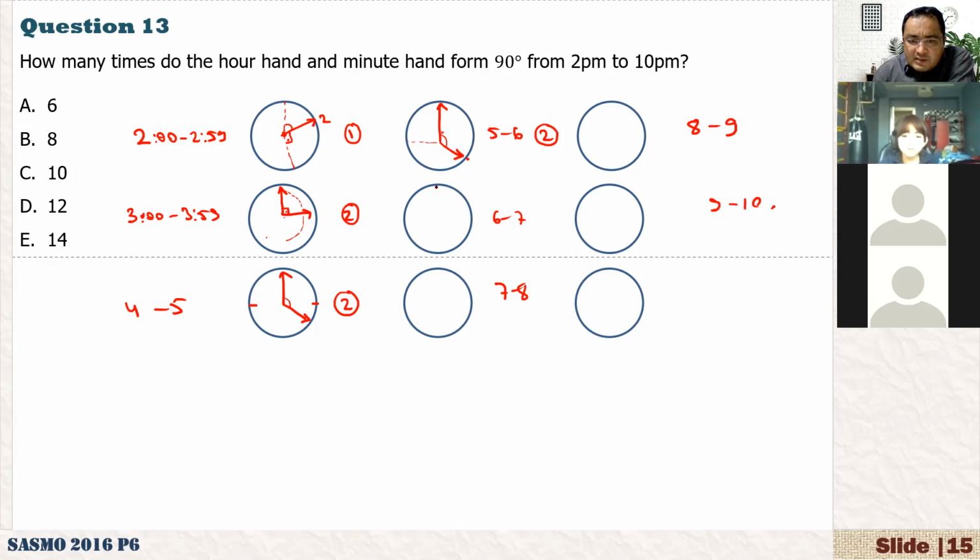When it is 6 o'clock, the same thing. This one is 6 o'clock, and the hour hand is here. It's moving, and it forms 90 degrees somewhere here, and also moving here, again somewhere here. How many times? Again, 2 times. How about 7 o'clock? Again, this one is 6, this one is 12, and this one is 7, and this one is 12 o'clock.